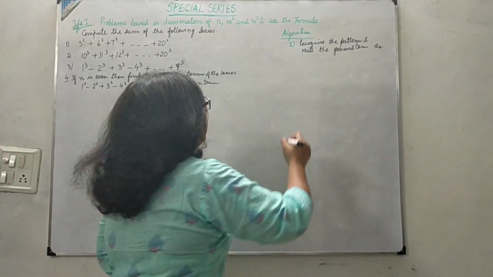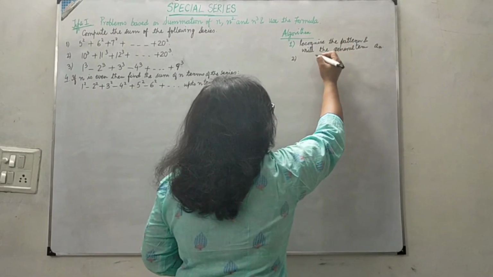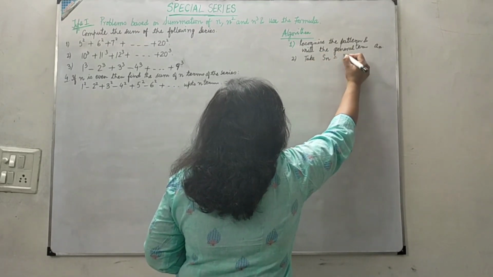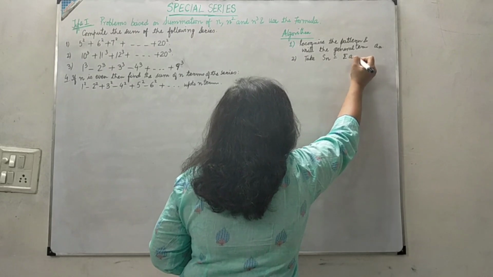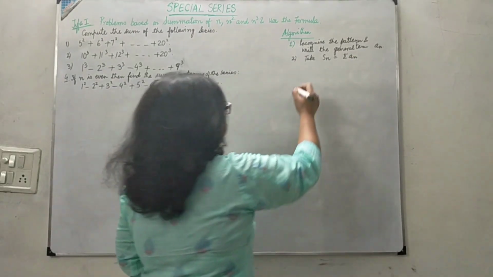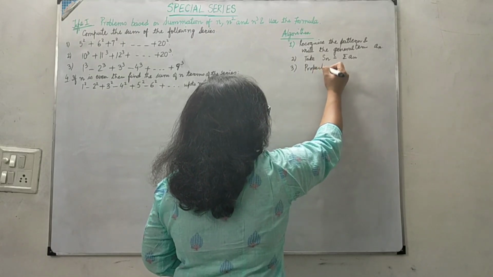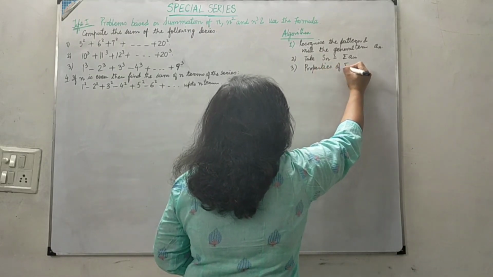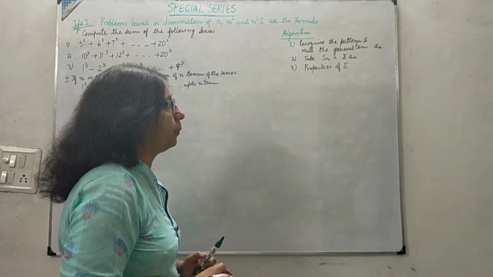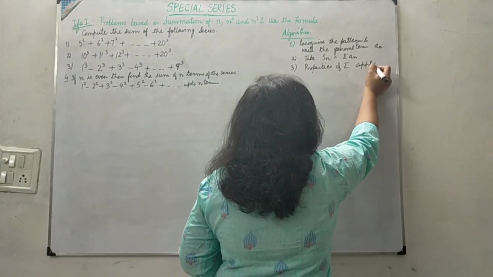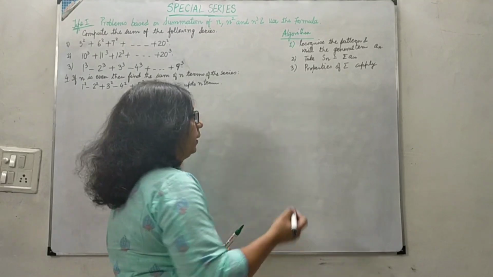In the second step, I take the sigma operator on this general term. In the third step, I use the properties of sigma, which we have discussed earlier, the three properties. We'll apply these properties and simplify sigma into separate terms.